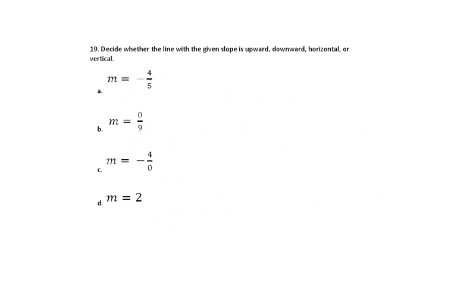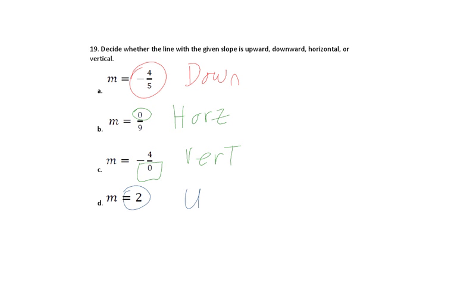Okay, so we have to decide whether the slope is up, down, horizontal, or vertical. So, notice A, negative 4/5. If it's negative, it's going down. Notice for part B, 0 on top. If there's a 0 on top, that means it's horizontal. And notice part C. If there's a 0 on the bottom, it's vertical. And then part D, 2 is positive. Positive means it's going up.